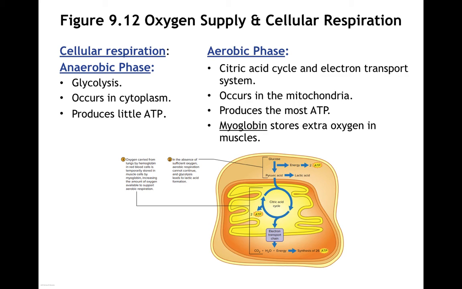So the anaerobic phase is just going to be covered by glycolysis. Remember, glycolysis occurs in the cytoplasm and produces very little ATP. If we want to get the maximum amount of ATP, we go to the mitochondria in the aerobic phase, in which the citric acid cycle, or you may recall it as the TCA cycle or Krebs cycle, is coupled with electron transport. That produces the most ATP. Muscles also have a protein in them called myoglobin, which acts like hemoglobin, so they have an extra store of oxygen in their muscles to help this aerobic respiration to occur.